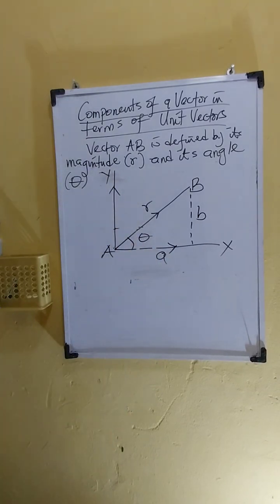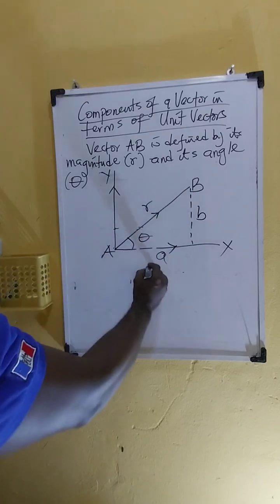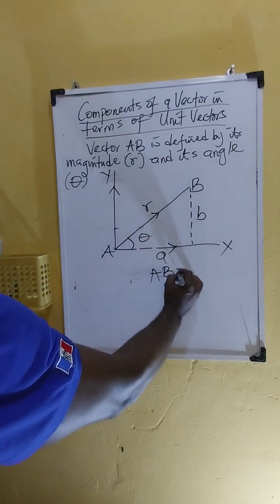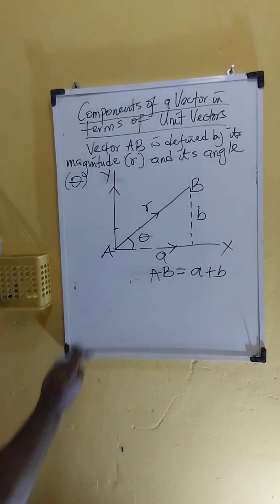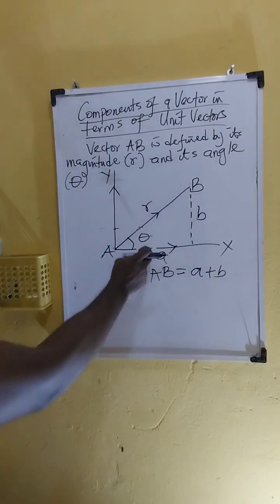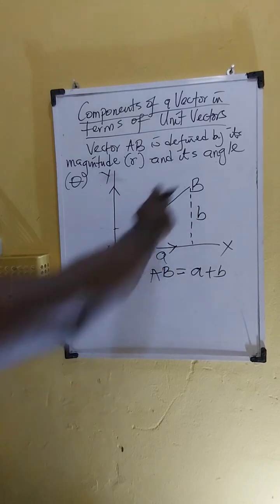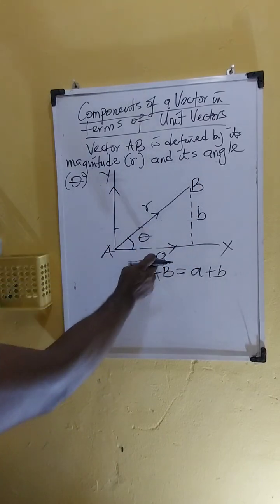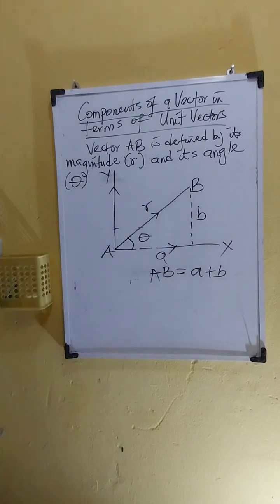It says AB is equivalent to a vector A in the AX direction plus a vector B in the AY direction. So what they are trying to say is that AB is equal to A plus B. The value of AB is equal to A plus B. If you add this part and this part, it should give you this part. That's what they are trying to prove. But I don't want you to break your head about this one.